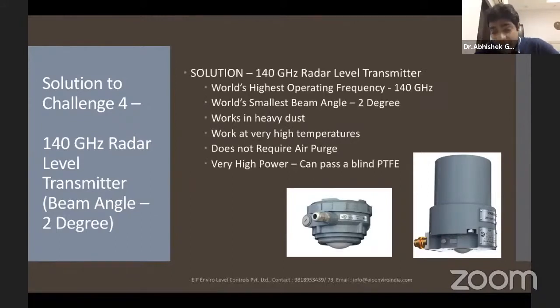Again, it is at a frequency of 140 gigahertz and it is the world's smallest beam angle radar, at 2 degrees. It works in heavy dust without air purge, at very high temperature, and can even pass through a blind PTFE. So yes, this is a fact to be noticed. If you see this sensor in the center, which is a small sensor, and you place a PTFE disc below it, a blind, the rays can pass through it and get back through it. So this is the kind of accuracy and the power with which this radar level transmitter works.